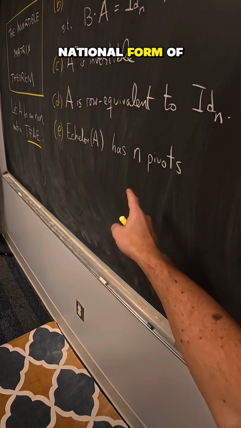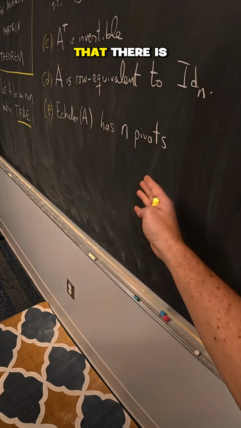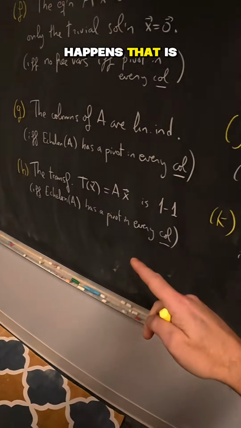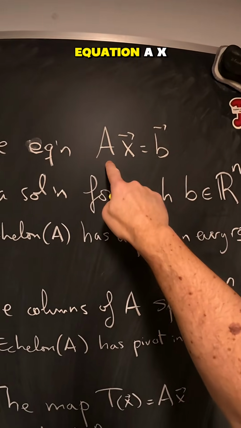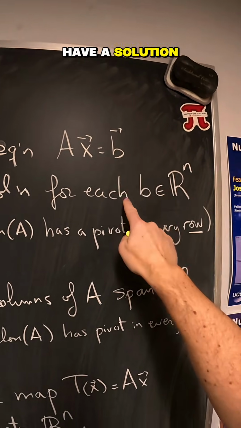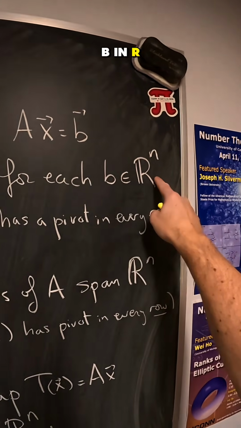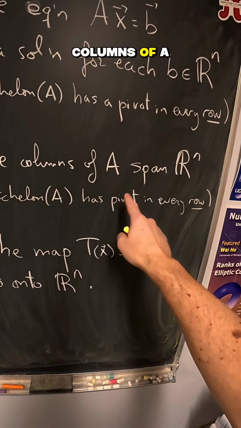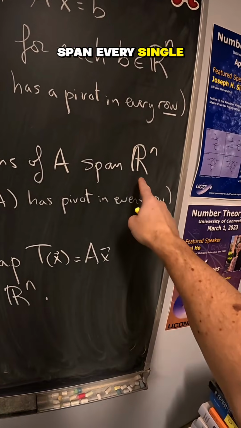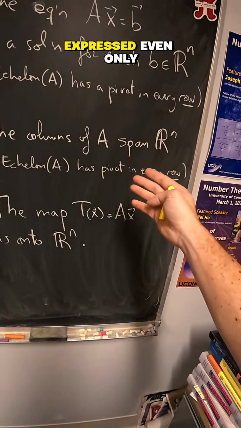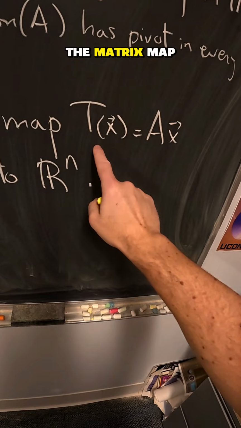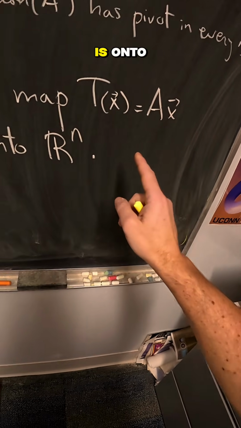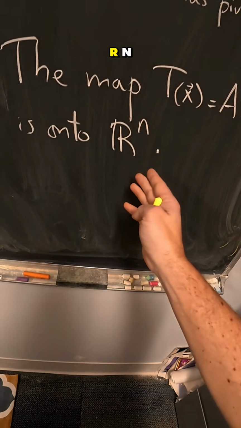Now, if an echelon form of A has n pivots, it also means that there is a pivot in every row because A is n by n. And when that happens, that is equivalent to the matrix equation Ax equals b having a solution for any fixed b in Rn. And therefore, what that means is that the columns of A span every single element of Rn, which can be expressed if and only if the matrix transformation T(x) equals Ax is onto all of Rn.